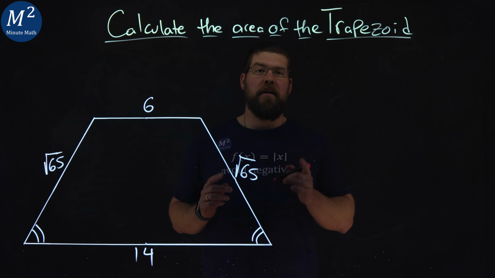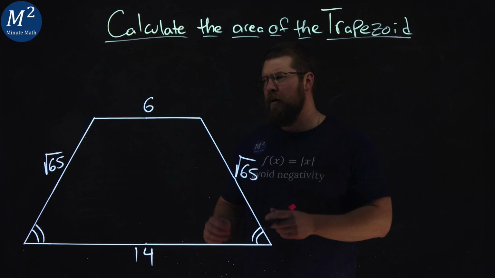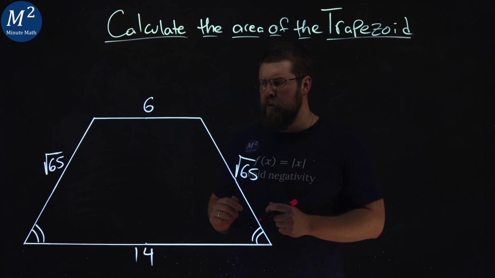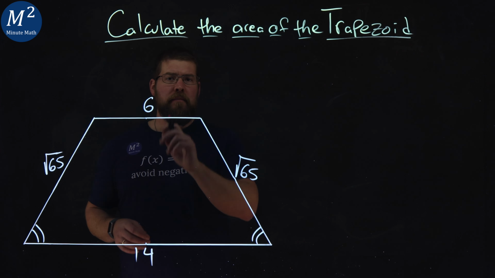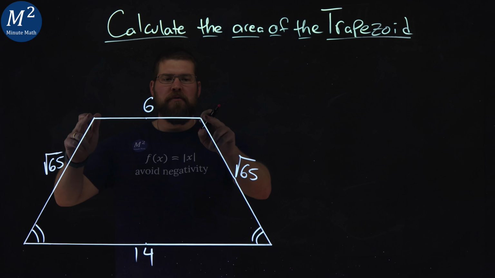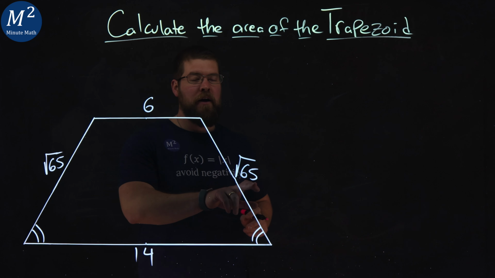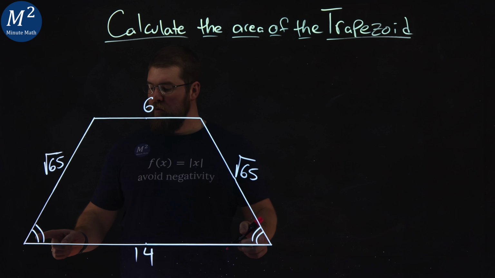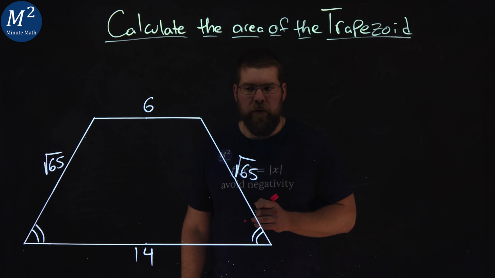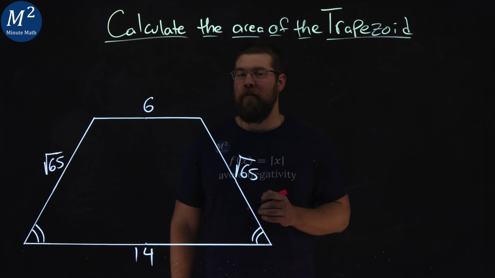We want to calculate the area of this trapezoid. So let's talk about what is given to us here. We have a trapezoid with a top length of 6, a bottom length of 14, and two congruent side lengths of square root of 65. We also know that the angles down here at the bottom are congruent. With just that information, can we determine the area of the trapezoid?